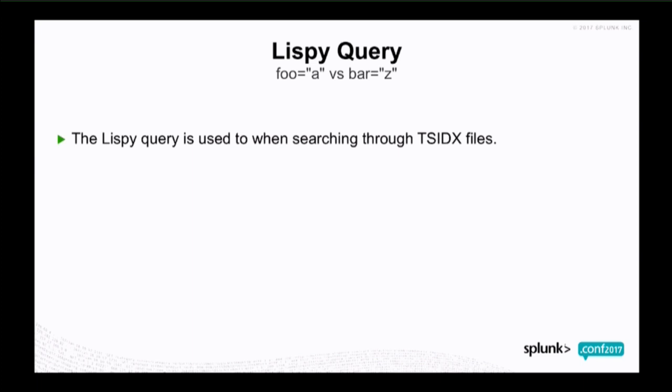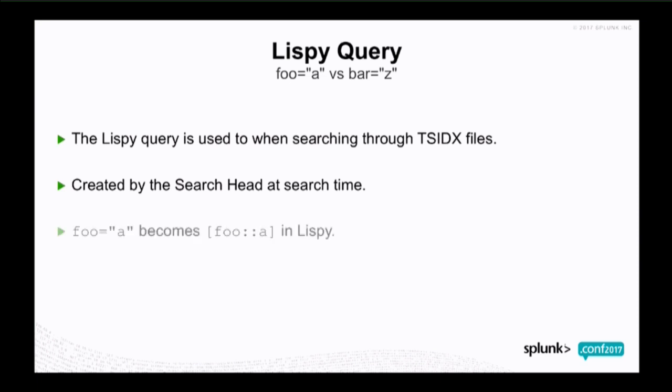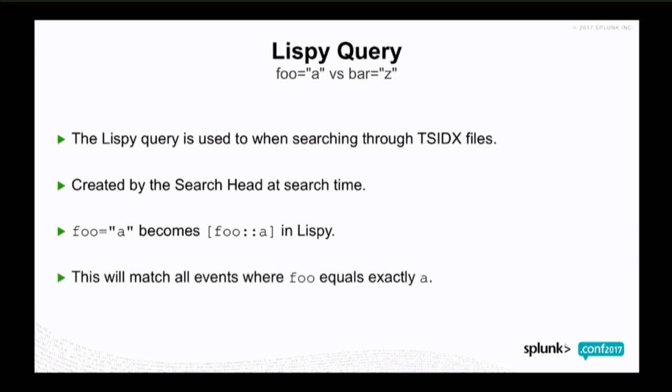Now, before we search through TSIDX, we actually need what's called a Lispy query. This is given to us by the search head at search time, and it is what the indexer will use to search through the TSIDX file. So in our foo example, foo A simply becomes foo::A in Lispy, which roughly translates to, give me all the events where foo equals exactly A.